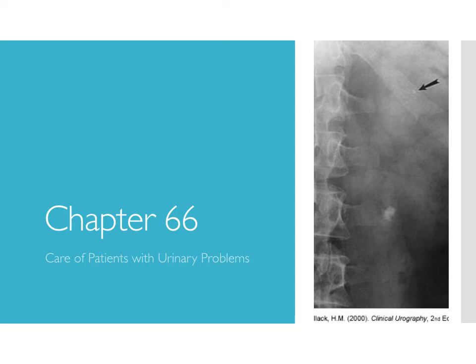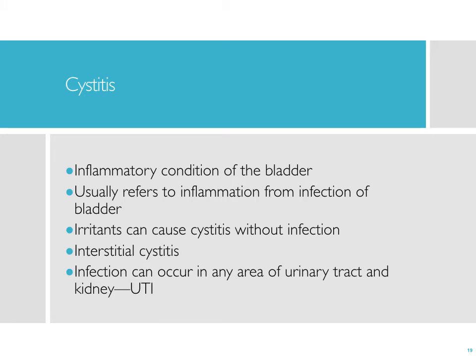Actually, my notes say that there's stones in the kidneys, ureters, and the bladder, which I can't see the bladder in this picture, but I'm assuming that nice big blob there is another stone. So we're going to start out talking about cystitis. Cystitis is an inflammatory condition of the bladder, and it usually refers to inflammation from infection of the bladder, although you can get cystitis and not have an infection.